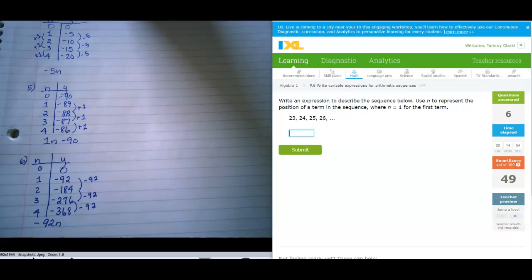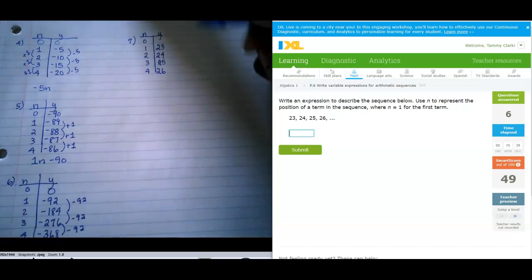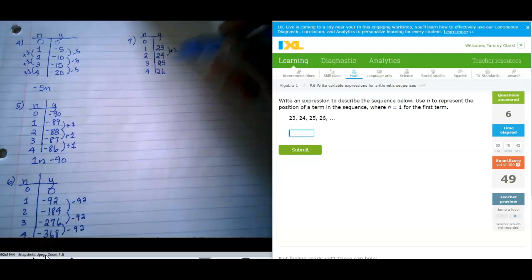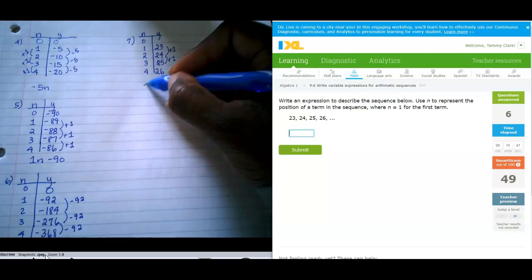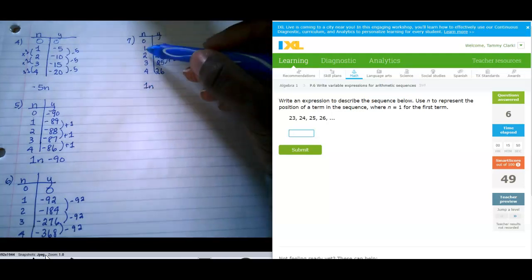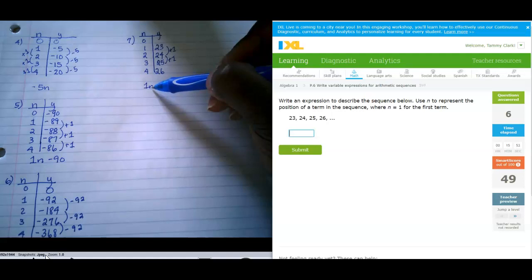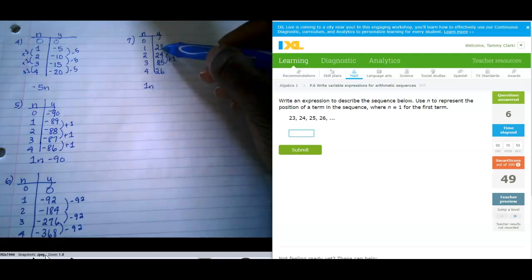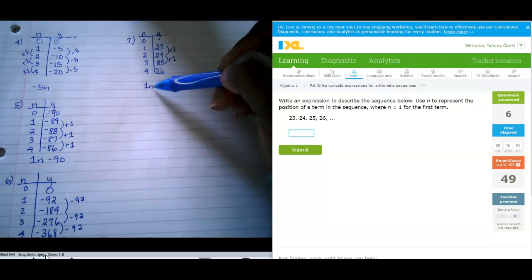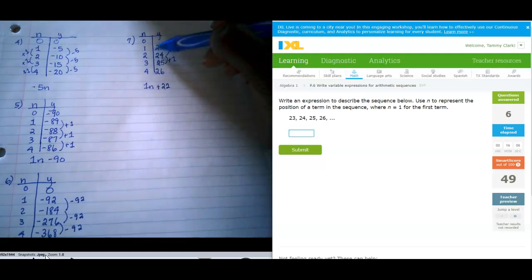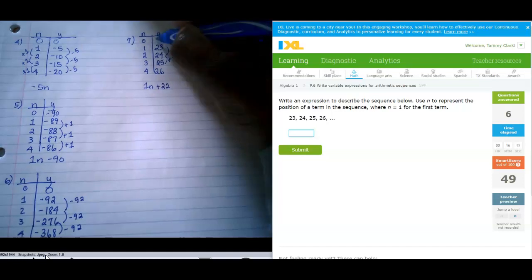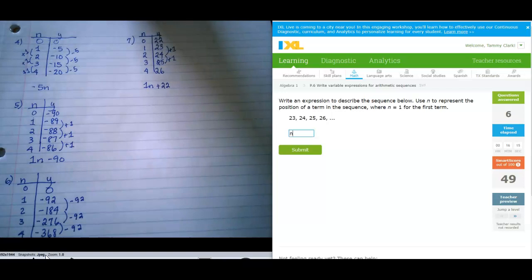The following output, 23, 24, 25. So as we can see, the change is plus 1. So our slope is 1, so we can write this as 1n. However, if I multiply 1 times 1, I get 1. But this is 23. So what would I have to do to get from 1 times 1, which is 1, to 23? I would have to add 22, or I can think, what was the number prior to 23 that when I added 1, I got 23? That would be 22. N plus 22.